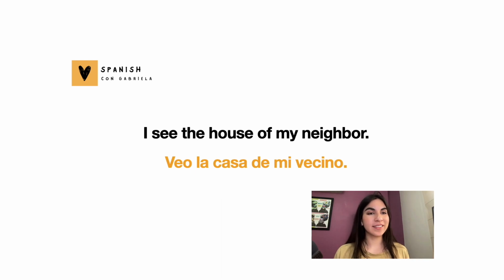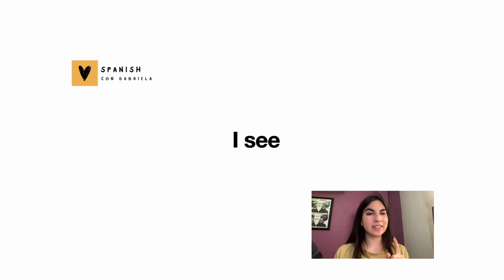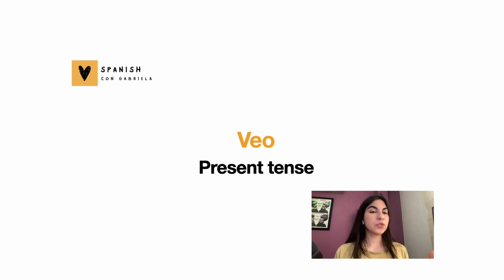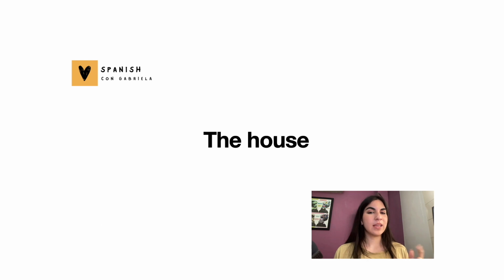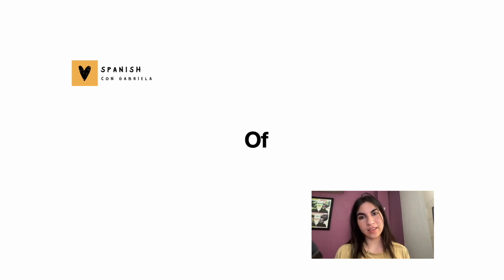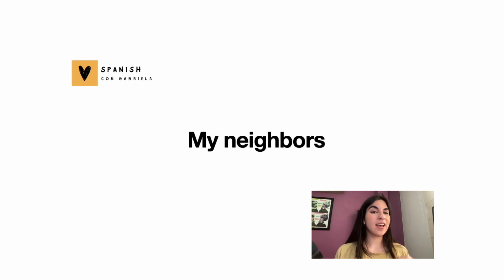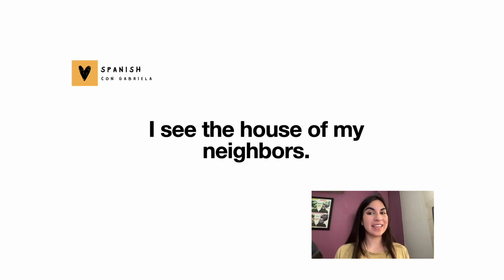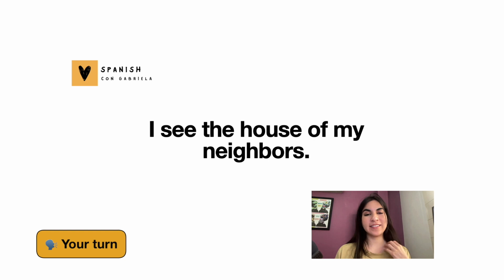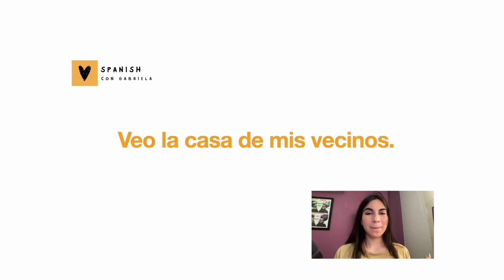Now let's break down this sentence just to review some of the vocabulary. Alright, so first, I see. In the present tense, as we saw in our previous example, is veo. Now, how would you say the house in Spanish? It would be la casa. Now, how would you say of in Spanish? It would be de. And now, how would you say my neighbors? It would be mis vecinos. Alright, so now the whole sentence. I see the house of my neighbors. How would you say this in Spanish? Awesome. Veo la casa de mis vecinos.